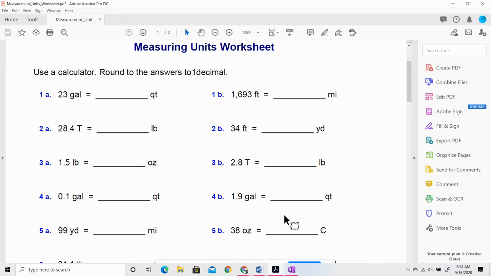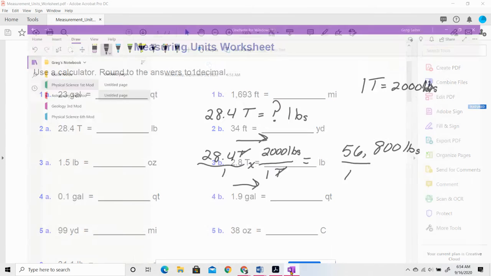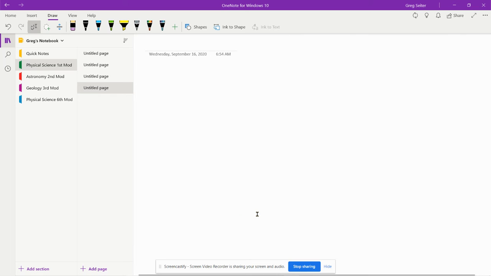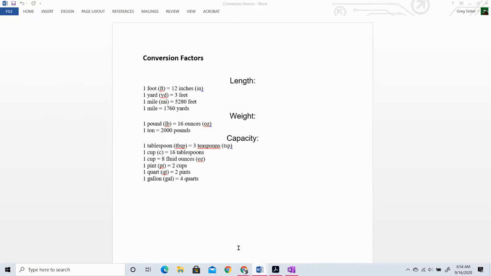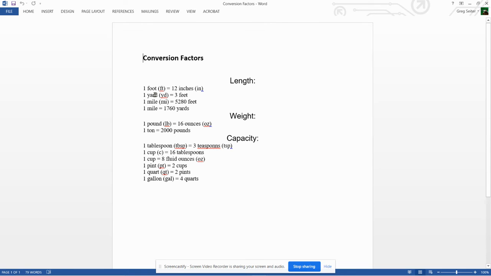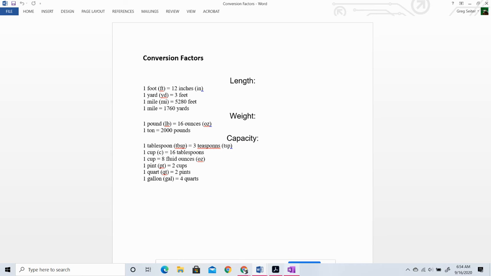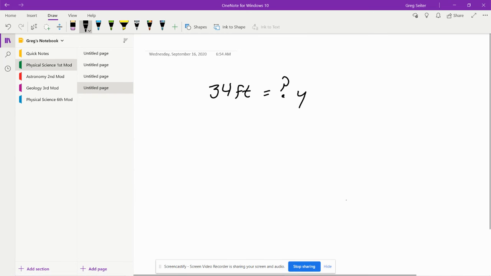34 feet equals how many yards? Let's take a look. Number 1, we read. Number 2, 34 feet equals how many yards? Let's take a look at that conversion factor. I'm pretty sure I know this one already, but I'm just going to make sure. 1 yard is 3 feet. So we're going to come over here. 1 yard equals 3 feet. There we go. Now we're going to make our fraction.